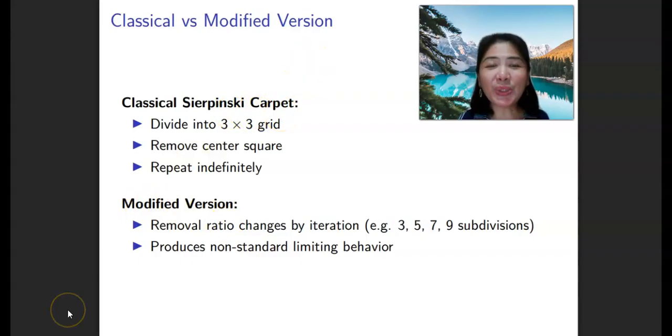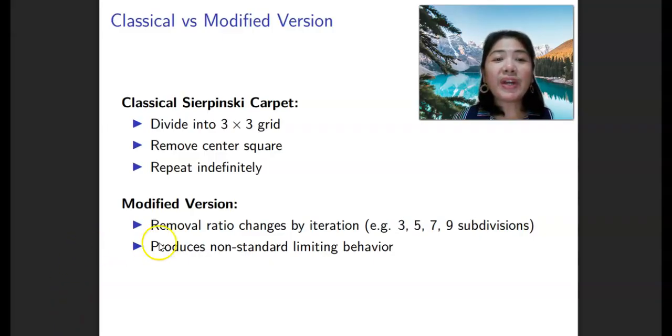So we'll start with the classical Sierpinski Carpet. For the classical Sierpinski Carpet, we divide the square into a 3x3 grid, remove the center square, and repeat forever. Since we are taking out a fixed percentage from a square, the remaining area vanishes entirely to 0.